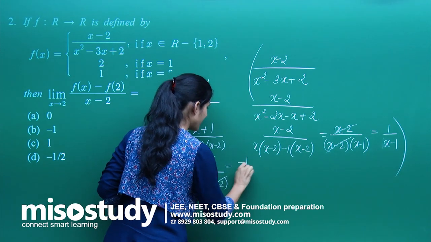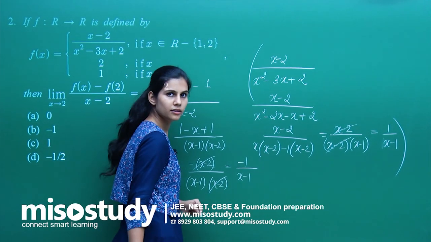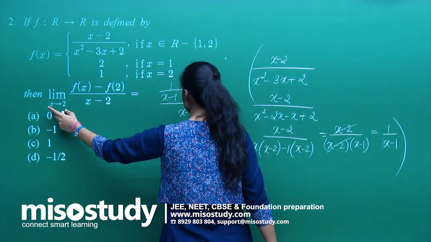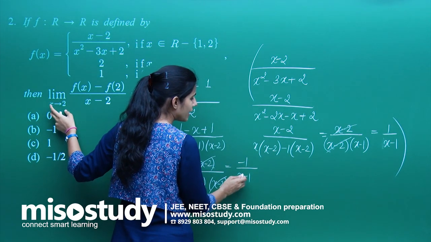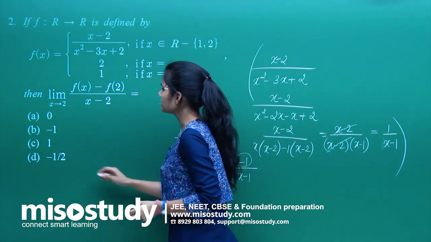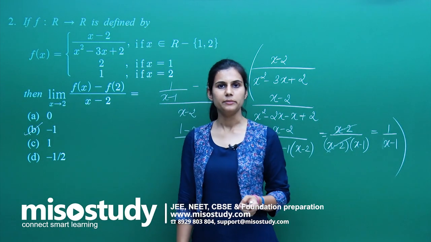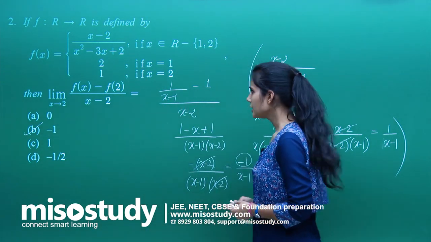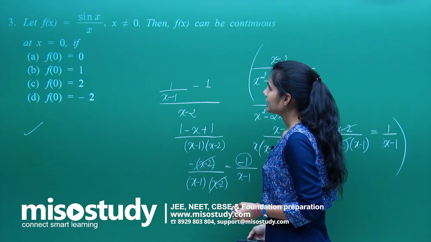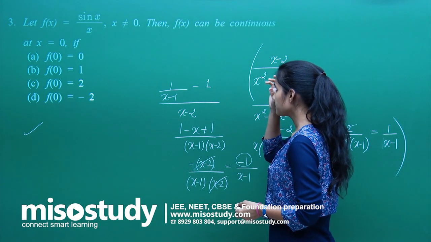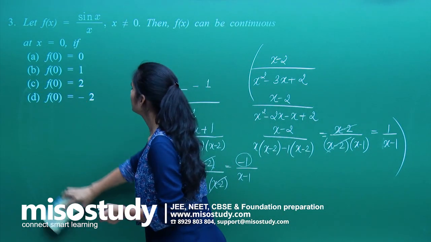And so I'm left with minus 1 upon x minus 1. It is actually limit x approaches 2. So as x approaches 2, I get just minus 1 as my answer. And that is the required limit. Clear? Easy enough question.